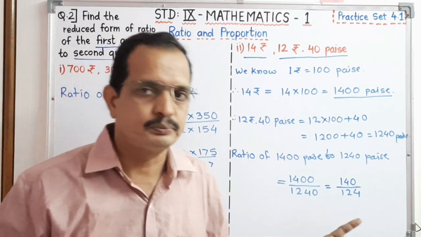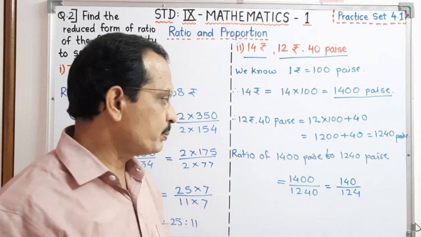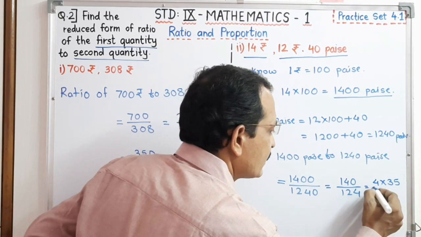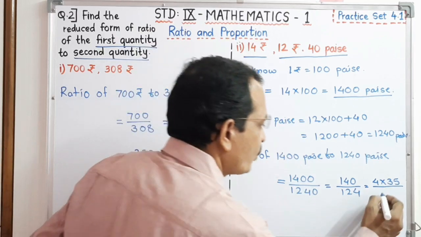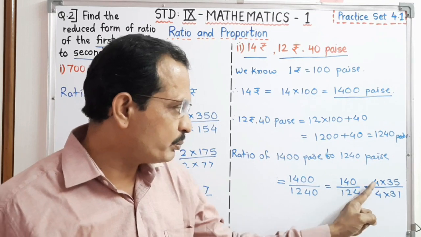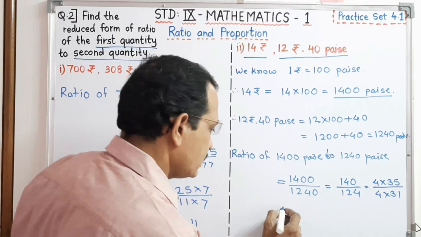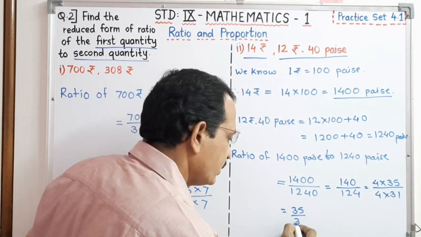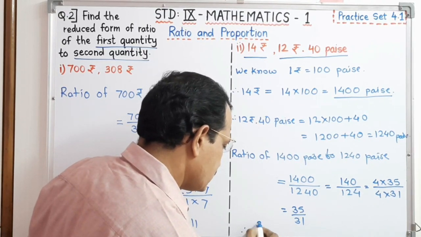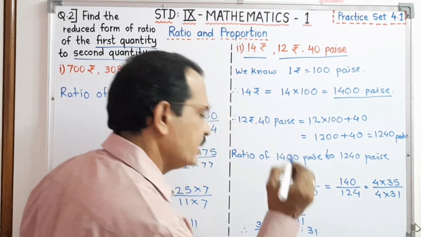Now, dear student, see what we have to do. We get here 140 upon 124. For that purpose, see, we can write here 4 into 35. Got it? And 4 into 31. Got it? We can simplify this. 140 means 4 into 35 and this 124 means 4 into 31. This 4 gets cancelled. We get here 35 upon 31. Therefore, the ratio is 35 upon 31 or 35 is to 31.